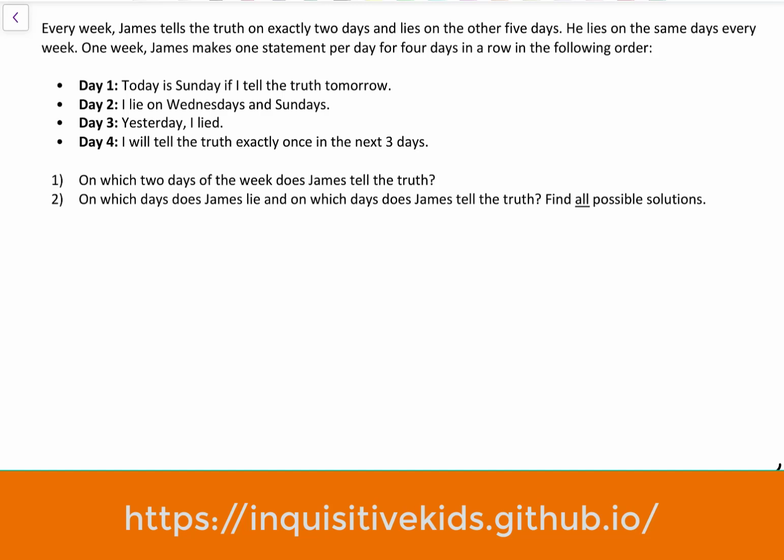So we have 7 days in a week, right? Here we have 4 statements: statement 1, statement 2, statement 3, statement 4. And then there will be days 5, 6, and 7. So what day 4 is saying is that out of the days 5, 6, and 7, there will be 1 day of truth. Now, if day 4 is true, then there will be 1 truth somewhere in these 3 days. But if day 4 is false, then there will be multiple or 0 truths in these 3 days.